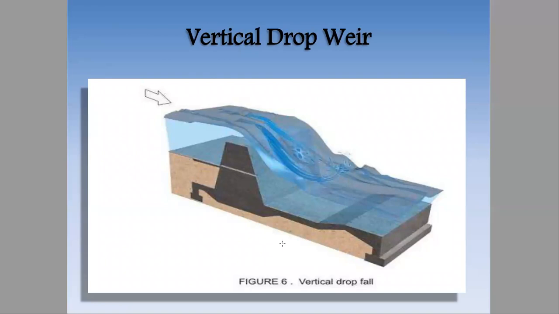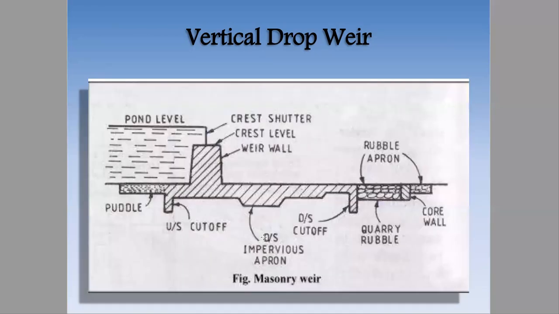Here is the example of vertical drop weir. You can clearly see the cut-off pile, on both sides, upstream and downstream. Launching apron also, both sides. This is the upstream cut-off pile. This is the downstream cut-off pile. Here and here are launching aprons. You can clearly note.